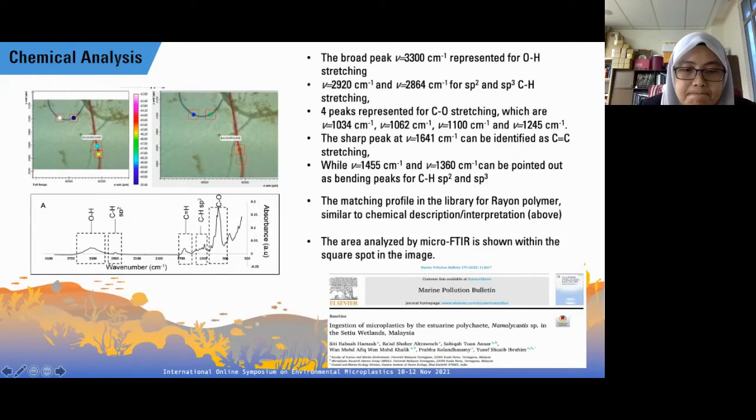We have a chemical mapping or imaging here, and also a spectrum that we can produce from the system. The background spectra were collected once before every sample, because we are using ATR, so we have to make sure that we minimize the contamination, because we press the crystal against the samples. This technique is very suitable for identification of irregular shape microplastic particles, since we are doing point and shoot.